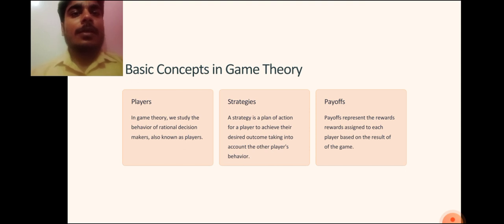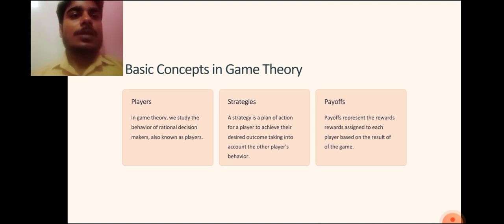In game theory, we study the behavior of rational decision makers, also known as players. Also, strategies are a very important concept in operational research and game theory, through the usage of plans of action by players to achieve their desired outcome, taking into account other players' behavior. Payoffs represent the rewards assigned to each player based on the results of the game.